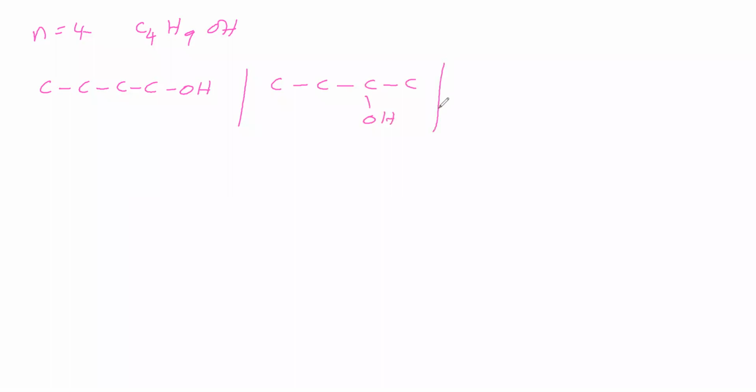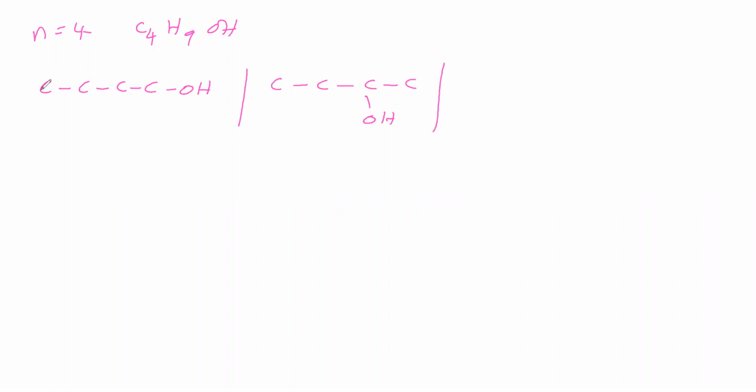Next, n is equal to 4 we will take. C4H9OH. Now, here 4 carbon atoms are there. 4 carbon atoms we will write like this, and the OH group we will give at a terminal position. Another possibility is the OH group at the second carbon, like this. 2 possibilities.